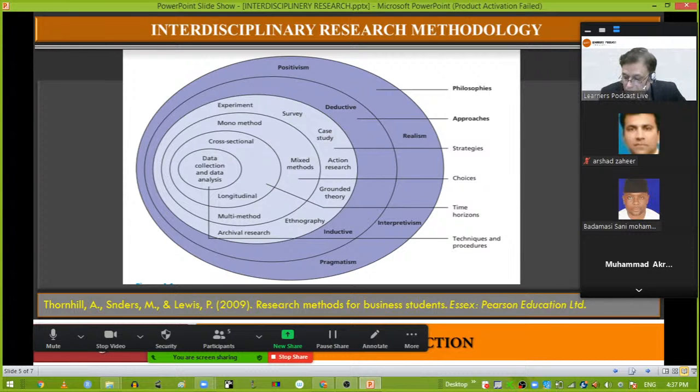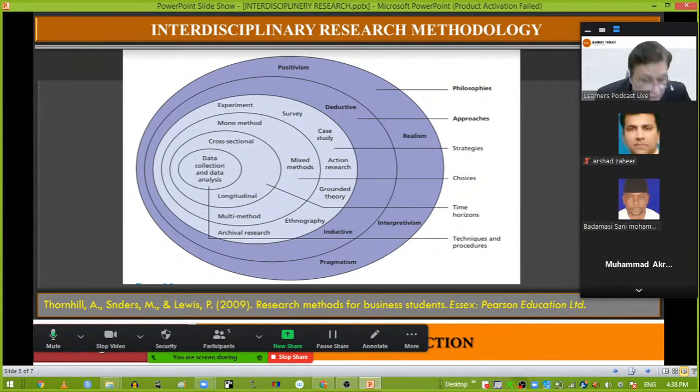So if you look at it critically, you see those things that are stated: philosophy, approaches, strategies, choice and time horizon. So these are the fundamental things. If you look at it, you can see the stages involved in this. So I think they have said it all. Only what I wanted to add. That's what I wanted to say about it.